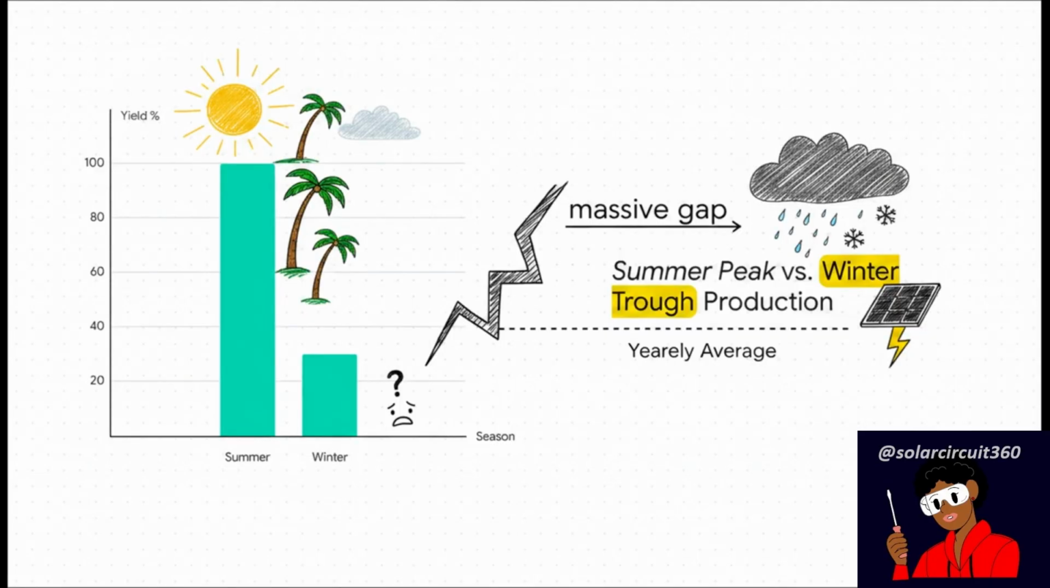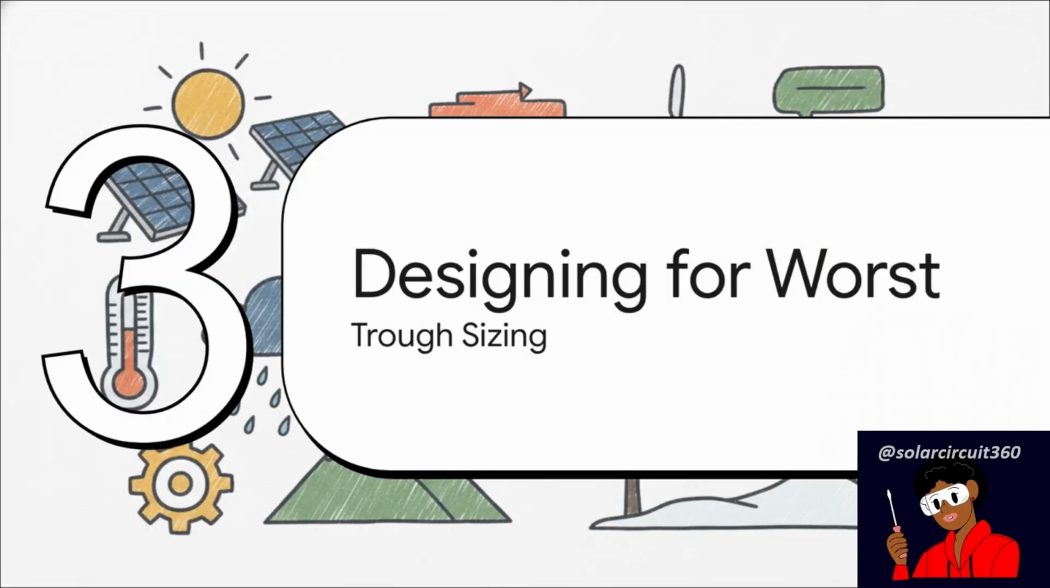Think about the massive gap between peak summer generation and seasonal trough production. If you rely on a yearly average to size your whole system, you're essentially just drawing a line right through the middle of the year. But during a dark winter month or a heavy rainy season, your actual production is nowhere near that average line. Relying on a yearly average is incredibly risky because it completely masks the very real danger of those deep seasonal lows. Section 4. Designing for the worst.